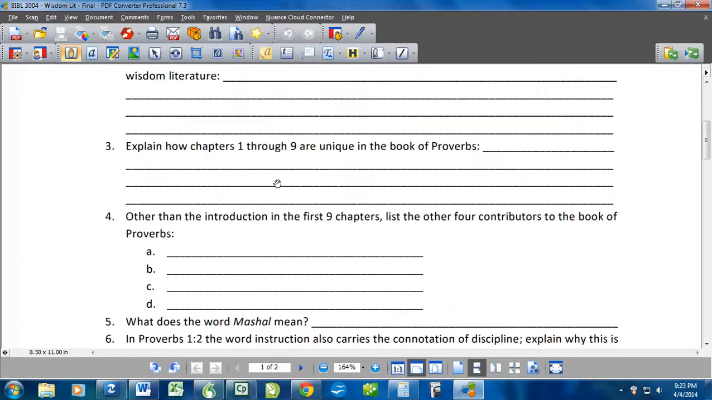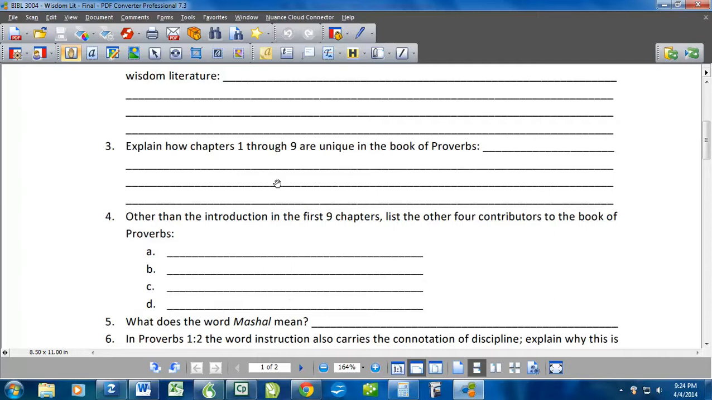Number 2, explain in your own words how chapters 1 through 9 are unique in the book of Proverbs. So I want something to the effect that 1 through 9 are an introduction. They're not necessarily Proverbs themselves. They're more like a psalm that is an introduction to the Proverbs that come later. And the authorship is not really known for 1 through 9.